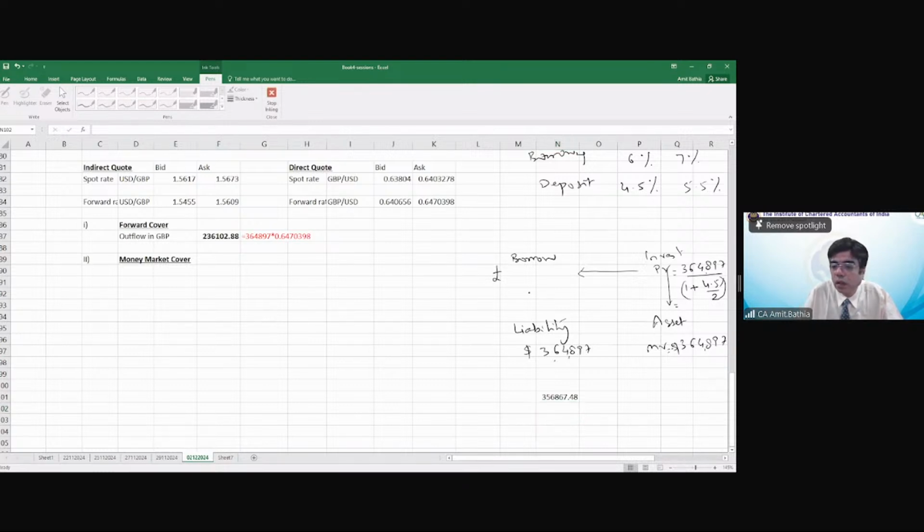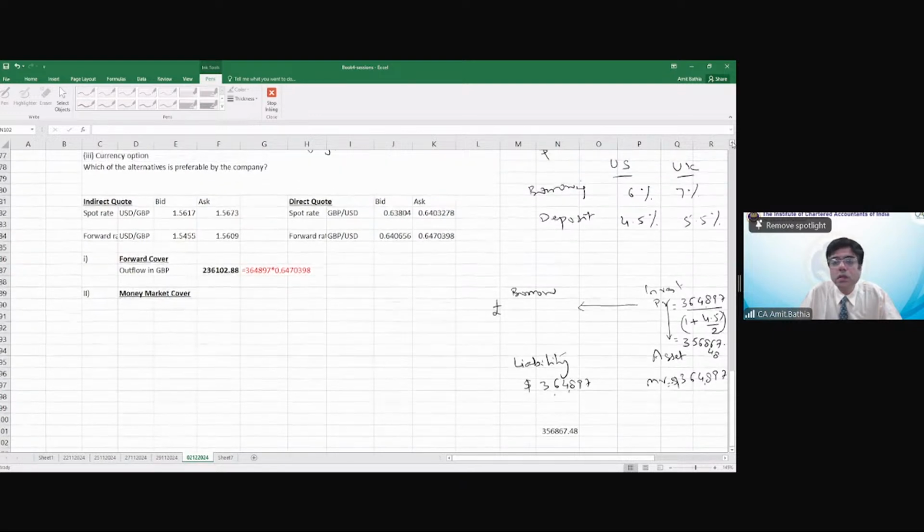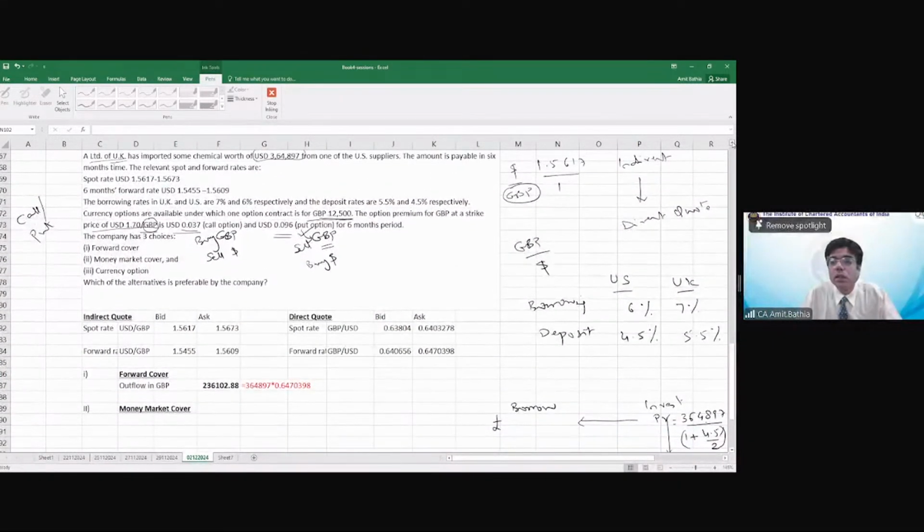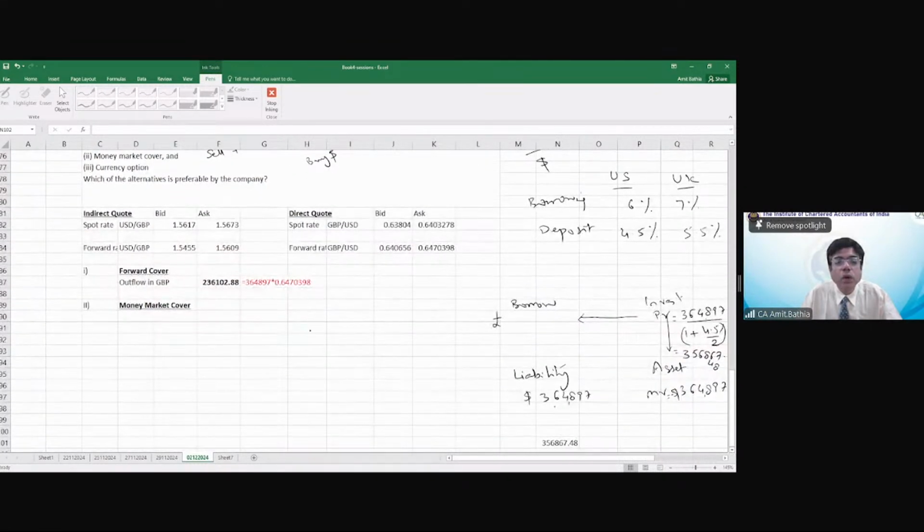356,867.48, right? Now I need to borrow. So how much pound do I need to borrow? What is the rate I will apply over here? I want to convert dollars into pounds. GBP spot rate. So what is my spot rate over here? Spot rate, I already have it over here, right? Yes, spot rate is GBP per USD. I am going to buy USD, right? So ask rate.